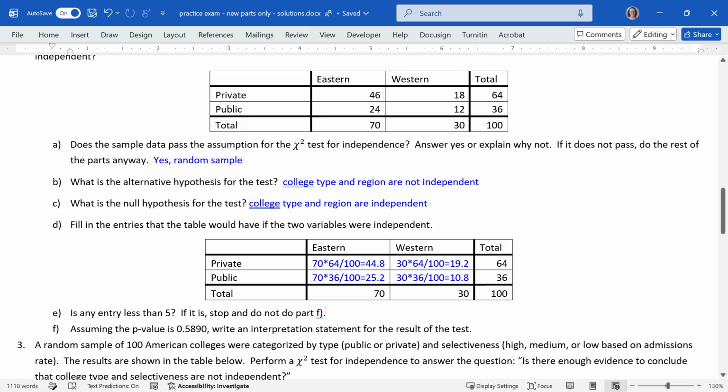is any entry less than 5? No, so we're good to keep going. All right, assuming the p-value is 0.5890, and that's from Excel because we're doing this test without Excel, write an interpretation statement. So this is a really high p-value. P-values only go between 0 and 1, so this is very high.